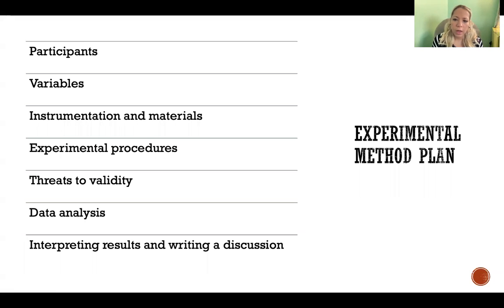Okay, so when we are planning experimental methodology, we need to make sure that we are hitting on these different points. So we need to talk about participants, and I'll go over each of these individually. Participants, variables, instrumentation and materials, experimental procedures, threats to validity, data analysis, and then interpreting the results and writing the discussion. So while you are planning your methodology and you are designing your study, writing your proposal, you need to make sure that you are addressing your plan for each of the things on this list.